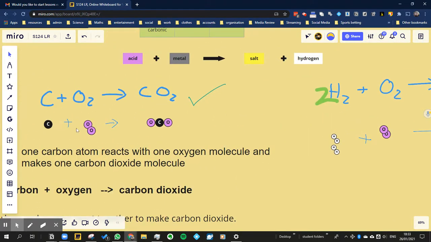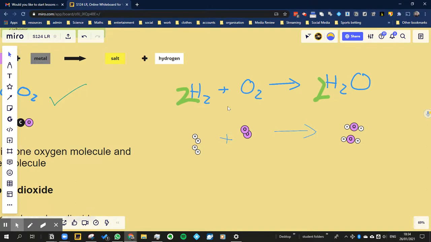Out here, you can see that on the left, there's one carbon atom, and on the right, there's one carbon atom. On the left, there's 2 oxygen atoms, and on the right, there are 2 oxygen atoms. So we say this is balanced. This one wasn't balanced to start off with.